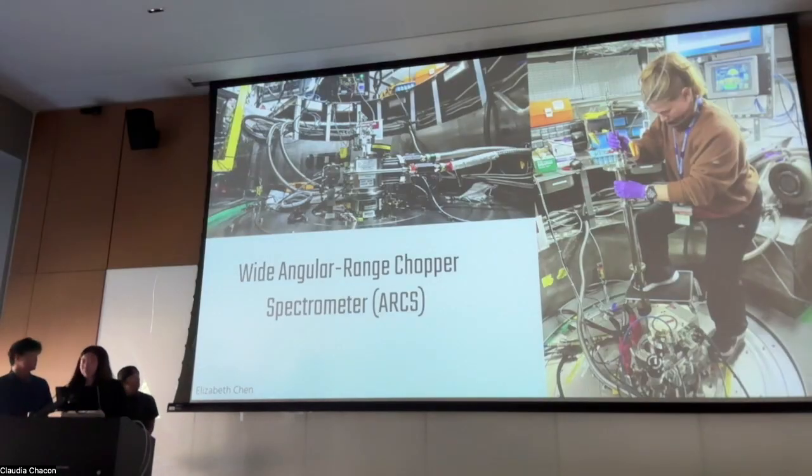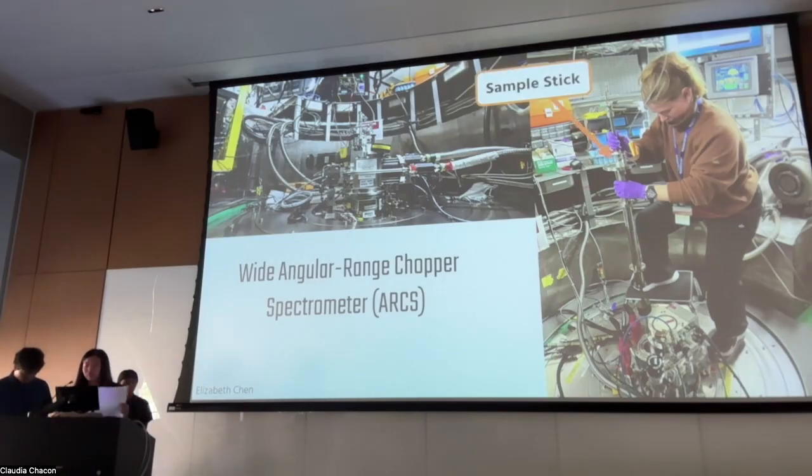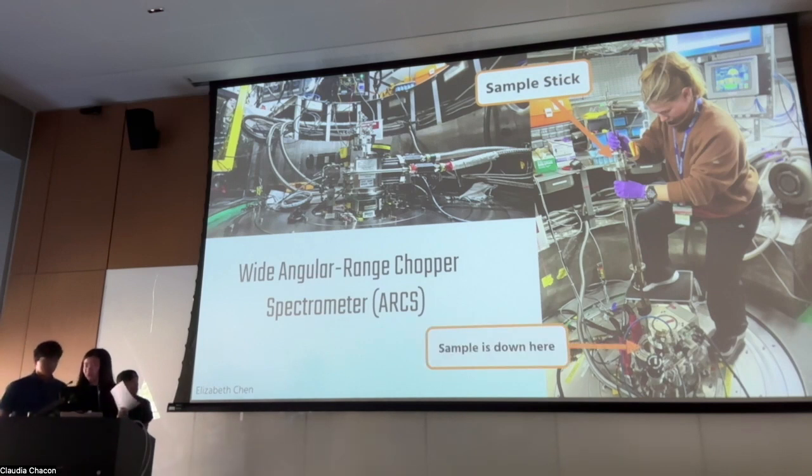This is the instrument that we use to measure our data, which is called ARCS, or the Wide Angular Range Chopper Spectrometer, at the Oak Ridge National Lab. How do you use this instrument? First you load the sample into the sample stick, and then you lower it into the instrument below, where it's measured and neutrons are fired at the sample.